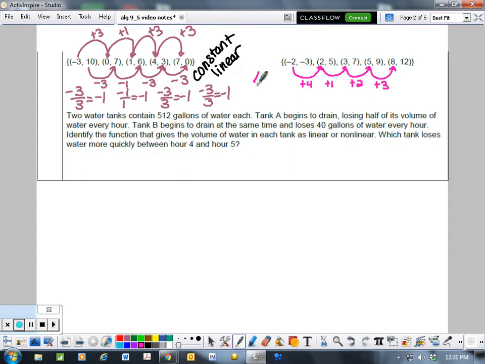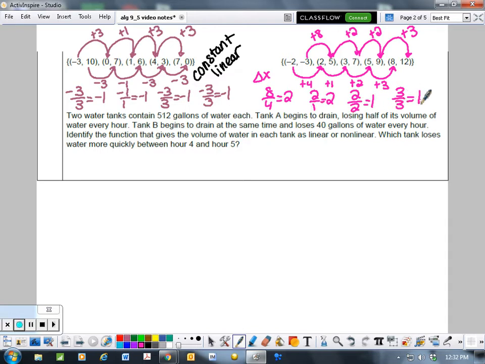So this is change in x. Now we can look at y's. So here I'm going to add 8. Here I'm going to add 2. Here I'm going to add 2. Here I'm going to add 3. And so now we can analyze that. Well, 8 over 4 is 2. And 2 over 1 is 2. And 2 over 2 is 1. And 3 over 3 is 1.